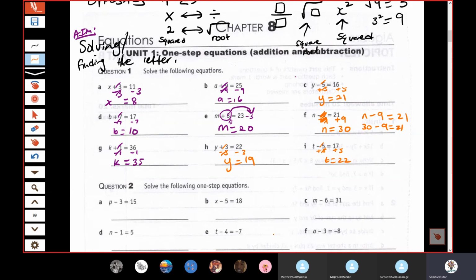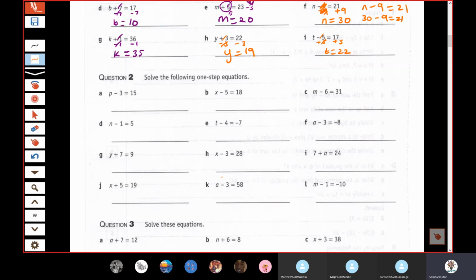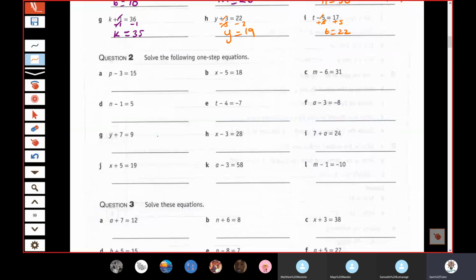All right, we're going to do all of these. Don't worry. All right, let's get going. Question 2. P take away 3 equals 15. Well, I'm just going to pick one by one. Hold on. Let's just do that to make sure. Tell me what to do to both sides.